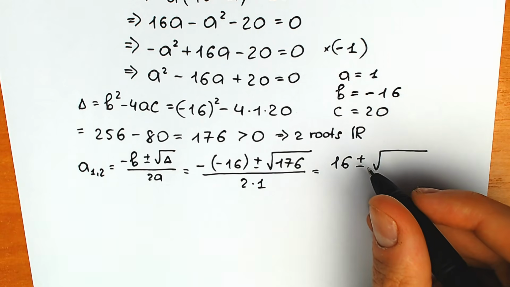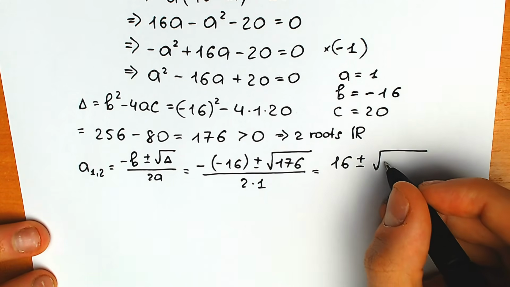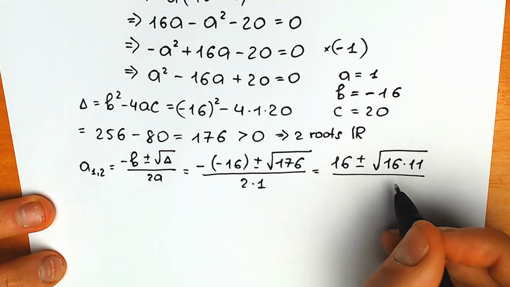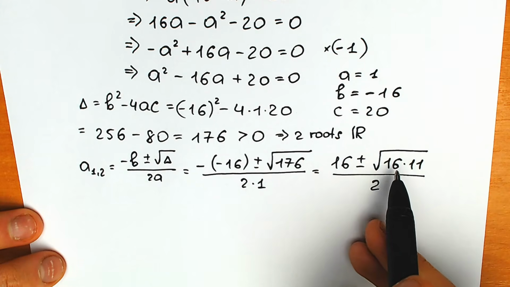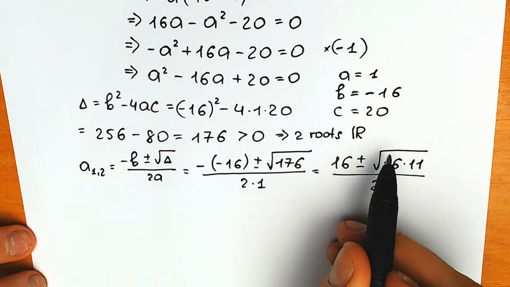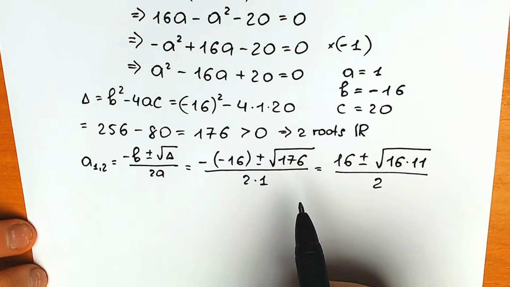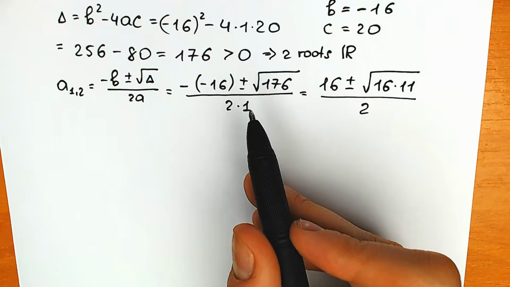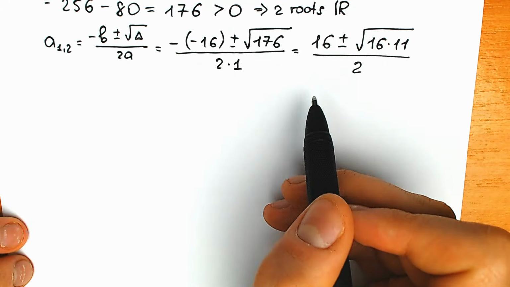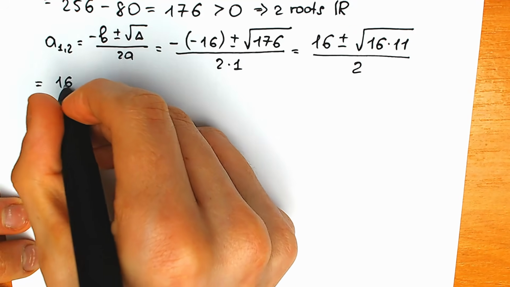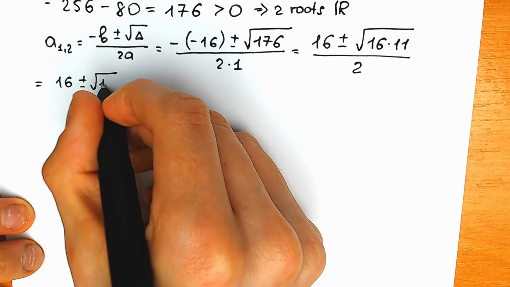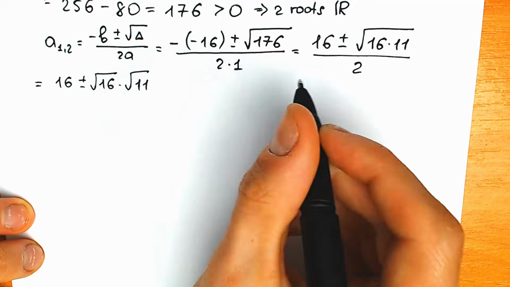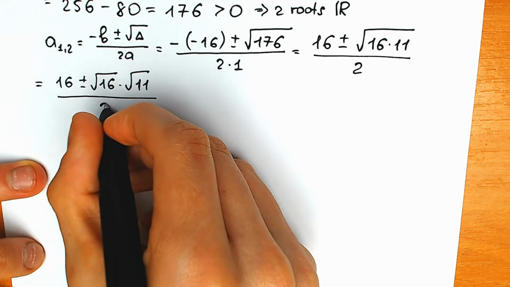How can we express this 176? The best way to do it is to write it as 16 times 11, all over 2. Why do I choose this 16 times 11, not another way? Because the square root of 16 equals 4, and so this is our table case. That's why we express this square root of 176 as a product of two values. One of these should be a table case, yeah? So we have 16 plus minus the square root of 16 times 11. According to the square root property, we can split it into the square root of 16 times the square root of 11. So the square root of a product equals the product of square roots, over 2.